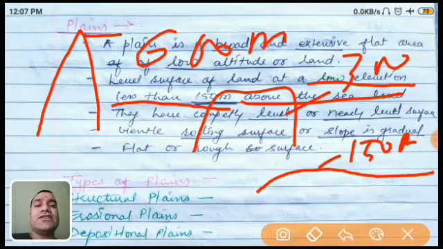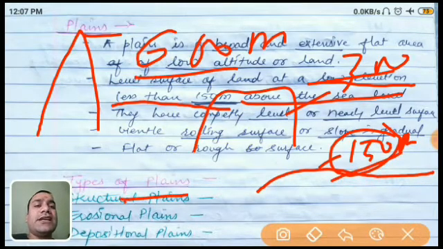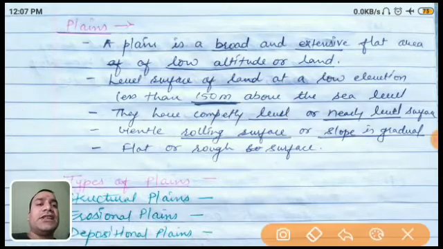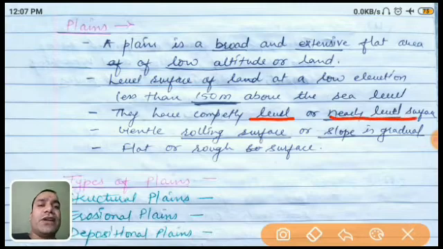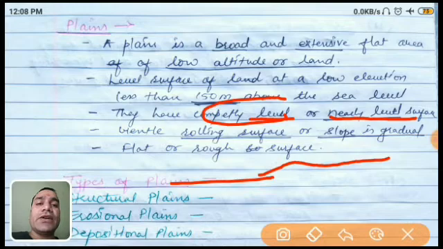Okay, it does not mean it is completely flat. The height should be approximately 150 meters. And remember, these heights are always measured from the sea level, from the surface of the sea. Now next, they are completely level or nearly level surface. It means either it is level or nearly level, not exactly completely flat.